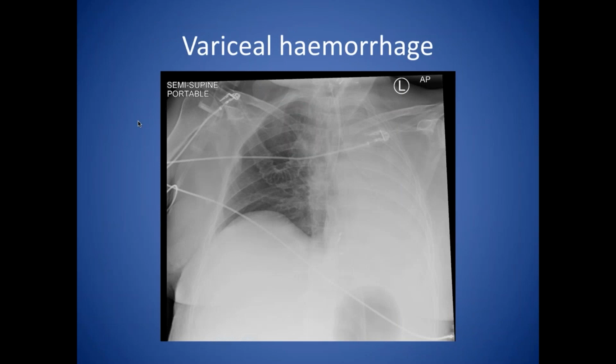This patient has had a variceal hemorrhage, and as part of the treatment for variceal hemorrhage, they've had a Sengstaken-Blakemore tube inserted. The balloon has been inflated and traction has been applied to the tube to press on the varices. Everything looks good in that respect, but the endotracheal tube is intubating the right main bronchus, leading to left lung collapse. So this is an issue that needs sorting out pretty quickly.